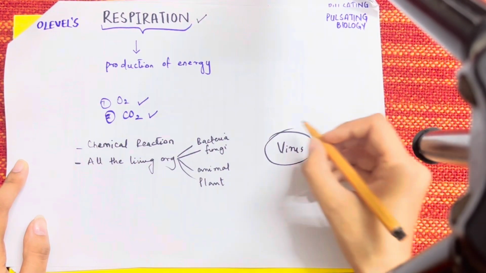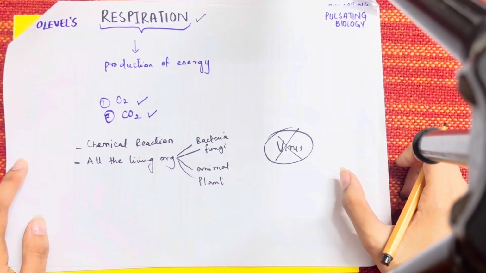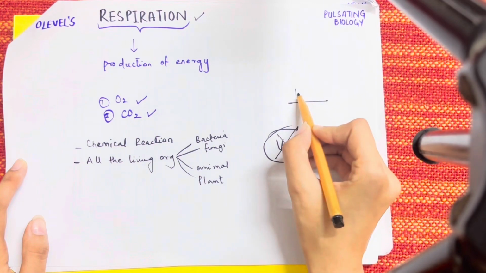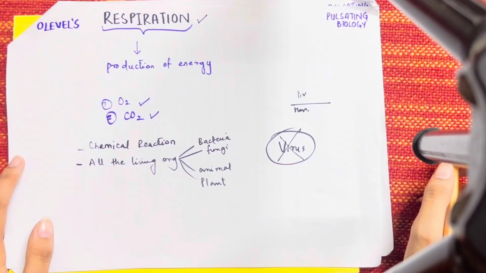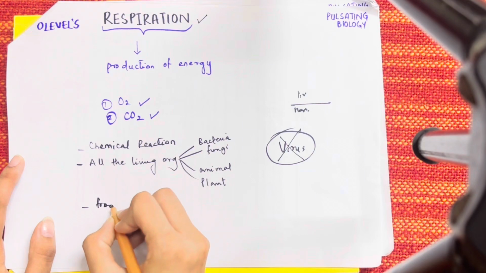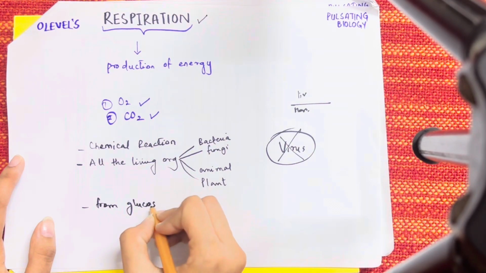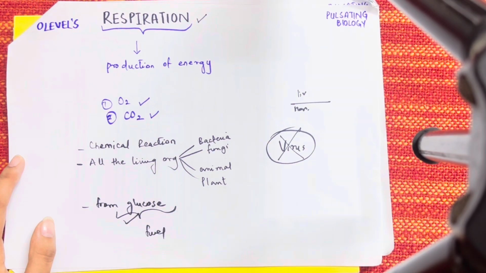Why so? Viruses are not included in the living organisms as they are considered to be on the borderline of living and non-living organisms. Other than that, respiration mostly involves an outcome in the form of glucose. All living organisms basically release a fuel-like substance known as glucose.